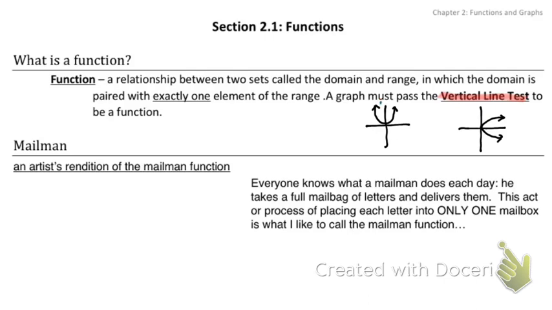So, for example, on the one that looks like a U, no matter where you put that line, it's just going to intersect at one point. That means it passes the vertical line test and is a function. On the other one, however, pretty much anywhere you draw a vertical line, it's going to hit twice. That's more than once, so that fails, and it is not a function. We'll talk more about that in a second as well.